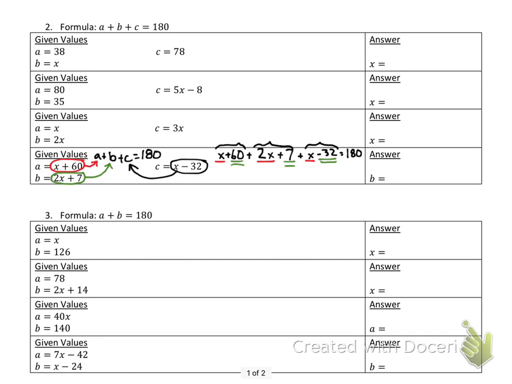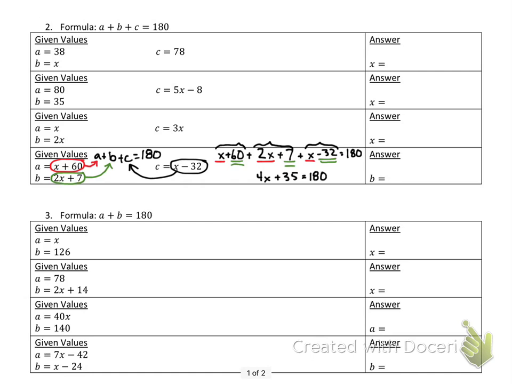So when I do that, let's combine all of our variables together. X plus 2x plus x, what do we get? 4x. 60 plus 7 minus 32 gives me what? 35. That's a positive 35 still. And that all adds up to give me 180.